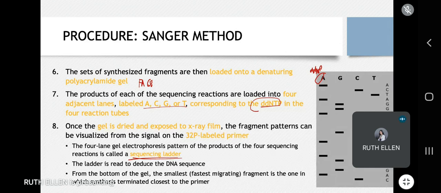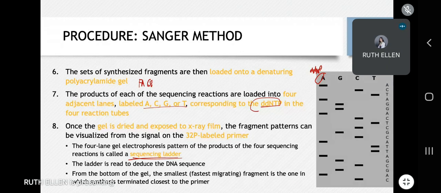So yung nasa pinakababa, it is the smallest and the fastest migrating fragment. Okay, so ito yung closest dun sa primer natin or dun sa ating label. Okay, so start tayo sa 5' end sa baba, going to the top sa 3' end. Okay, so unlike our Maxam-Gilbert method na yung mga base modifiers natin, yung iba tinatarget nila dalawang nucleotide, no? Kasi sa purines and pyrimidines yung reaction nila.